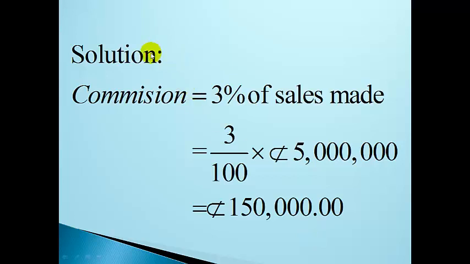Now, solution. The commission is 3% of the sales made. So we have 3 divided by 100 times the sales made, which was 5 million. So 3 divided by 100 times 5 million is equal to 150,000. That means that the commission the sales girl made is 150,000.